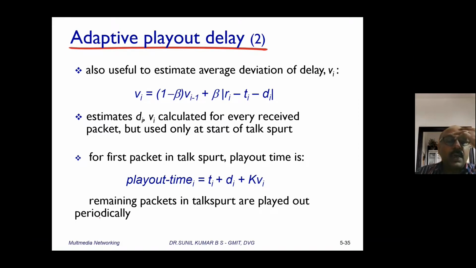Now it is also useful to estimate the average deviation of the delay, Vi. Any such transmission delay will be varying. Since it is varying, jitter happens. The variation of delay is nothing but jitter. If this is the jitter, then our requirement is how widely it varies, that is, from the minimum variation to the maximum variation. That is very important. This is called deviation.